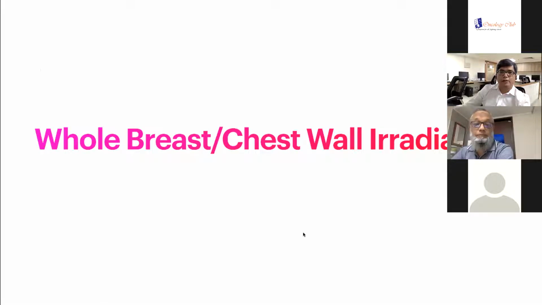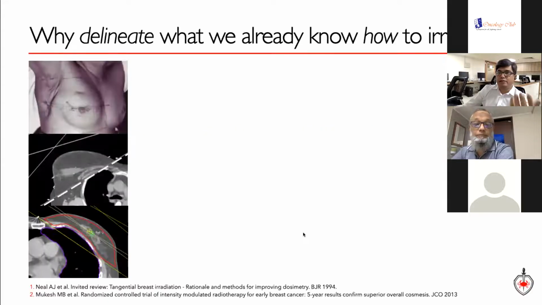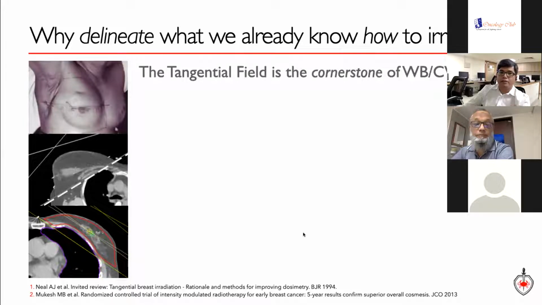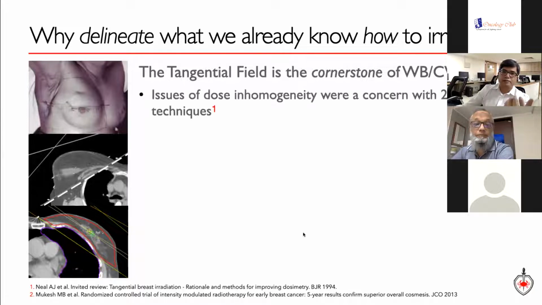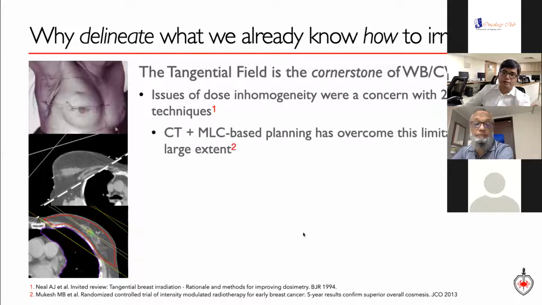So in whole breast and chest wall irradiation, the most important question, which I think Dr. Kamal also said, is: do we actually need to delineate what we already know how to irradiate? We all know that tangential RT fields is the cornerstone of whole breast and chest wall irradiation. So why do we need guidelines to tell us what we need to treat? Because with the modern CT-based planning, the issues of inhomogeneity which were present in the two-dimensional era have largely been overcome with a combination of three-dimensional planning and MLCs.